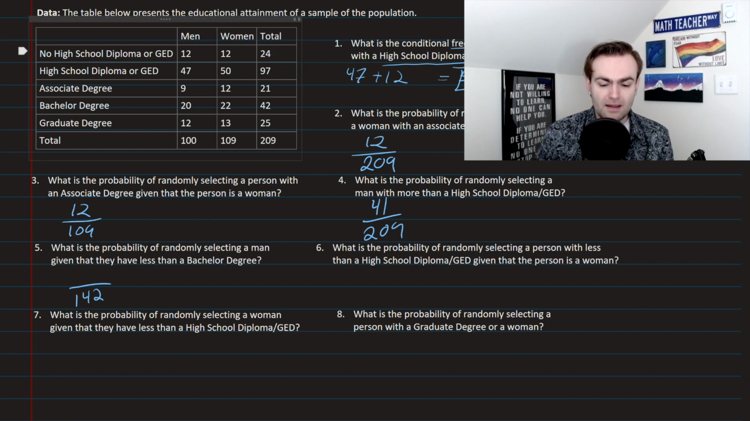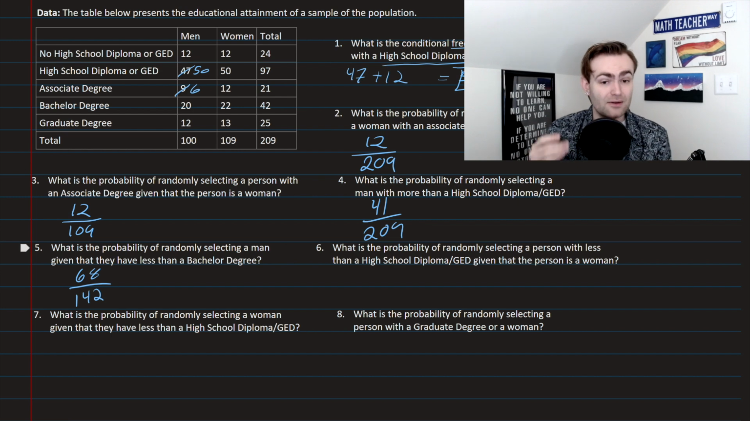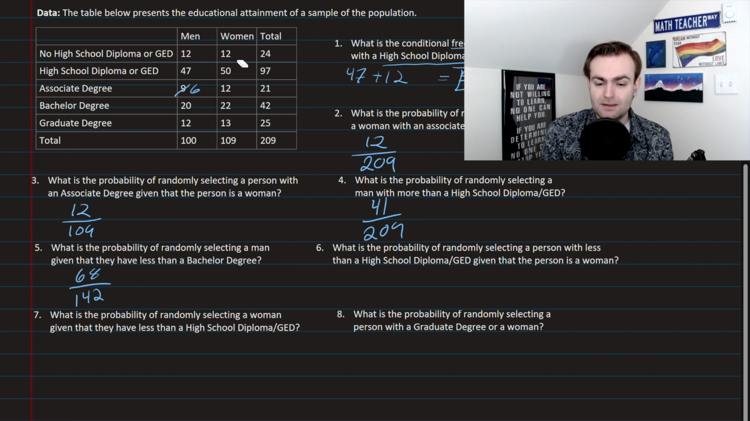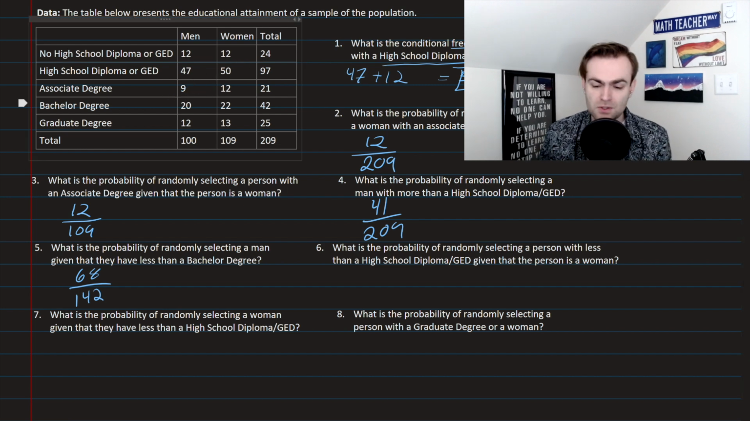Now, what's the probability of selecting a man given that information? Well, we got to pick our men from that situation. So 12, 47, and 9. If I borrow 3 from the 9 to give us 50, 12 plus 6 is 18, plus 50 would be a 68. So that would be 68 out of 142 possible people. Let's erase our modification on the chart.